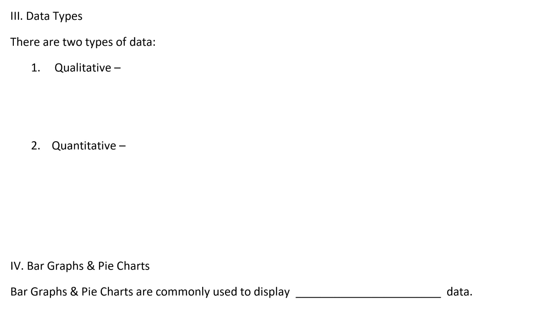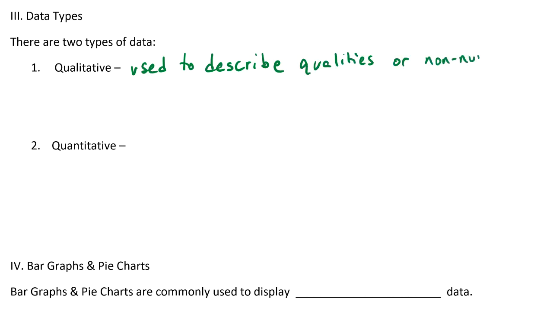Hey everyone, so in this video we're going to continue talking about graphs. Last time I did touch on this, but I didn't say too much about it. There are two different types of data. There's qualitative, which is used to describe qualities or non-numerical categories.